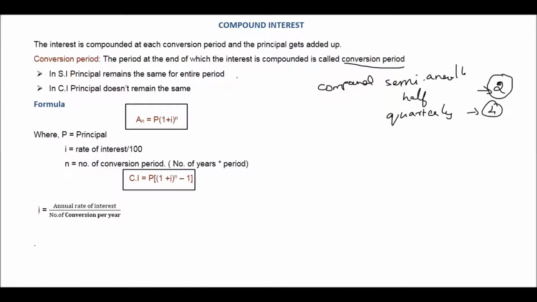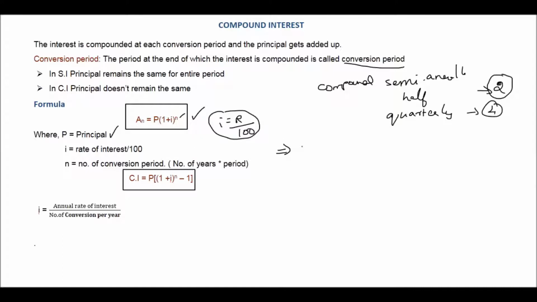Now as we saw in simple interest, the principal remains the same for the entire period. Here the principal does not remain the same. It gets added up with the interest, and we choose a percentage as per that interest. Now what is the formula for compound interest? A is equal to P into (1 plus I) the whole power n. P is the principal, the sum. I is the rate of interest. You can also write I is equal to R by 100, the same way as in simple interest. What is n? n is the number of conversion periods.